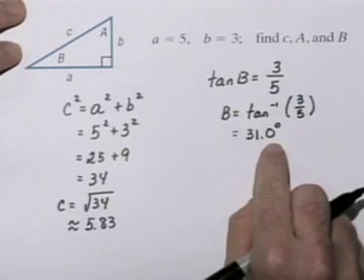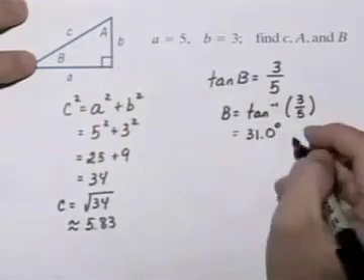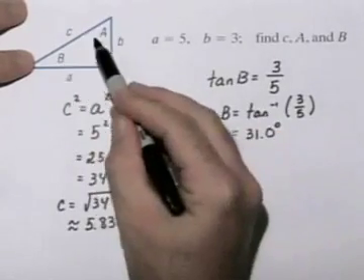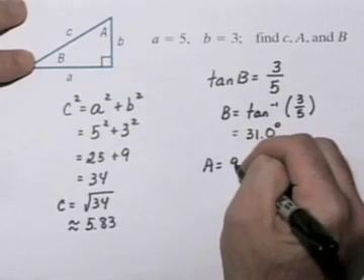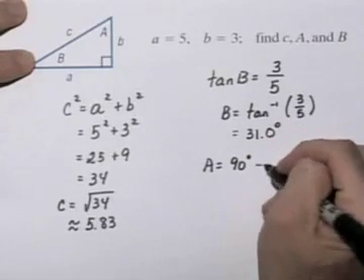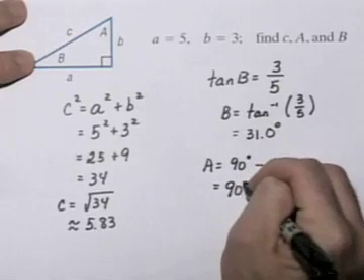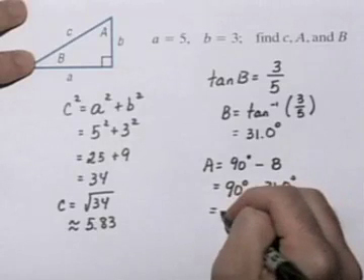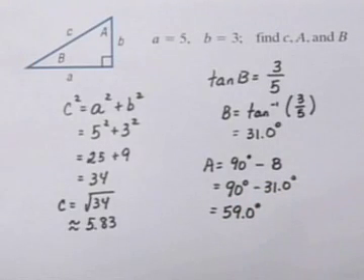31.0 degrees. Now that I know the measure of the angle B, I can find the measure of the angle A because the sum of these two angles has to be 90 degrees. Therefore, the measure of the angle A is 90 degrees minus the measure of the angle B, or 90 degrees minus 31.0 degrees, giving me that the measure of the angle A is about 59 degrees.